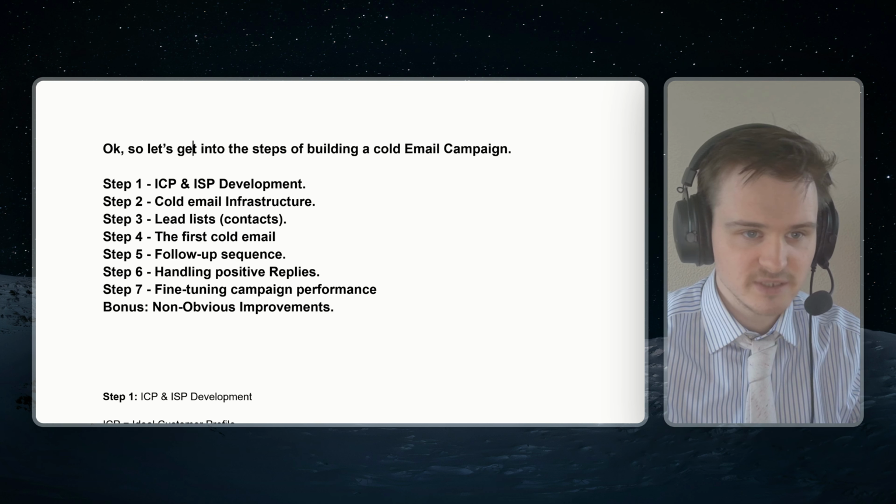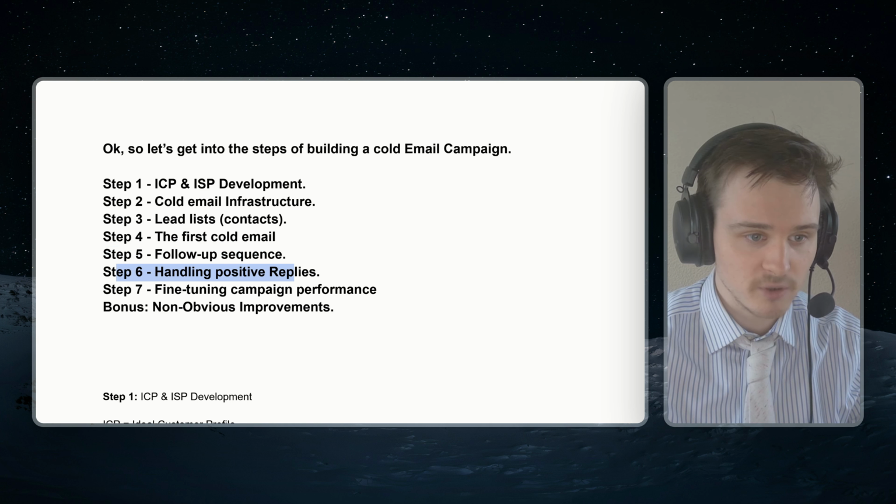So there's about 7 to 8 steps. And so it's step 1, ICP and ISP development. Step 2, cold email infrastructure. Step 3, lead lists. Step 4, the first cold email. Step 5, the follow-up sequence. Step 6, handling positive replies. Step 7, fine-tuning campaign performance. And the bonus, non-obvious improvements.